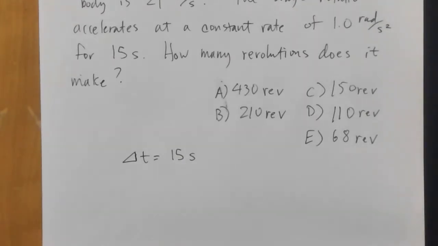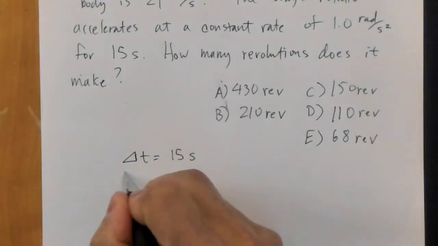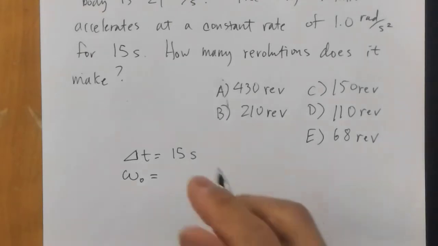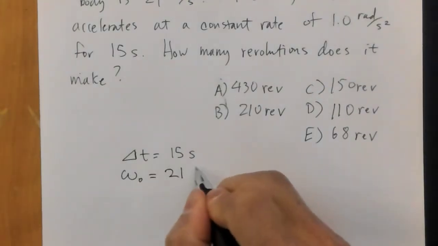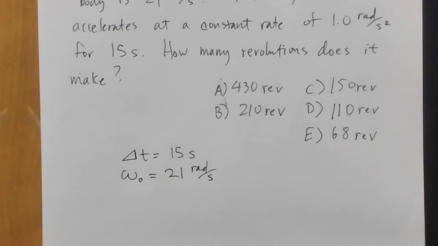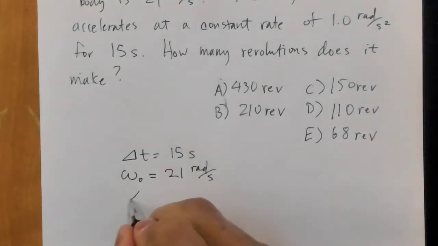Okay, remember, what was the symbol we used for angular velocity? Yeah, the thing that looks like the curly W, sigma. Okay, omega 0 for the initial, that's the way I like to write it. And that's 21 radians per second. Okay, what's the symbol we use for angular acceleration? Alpha. Yeah, right, that's the alpha.